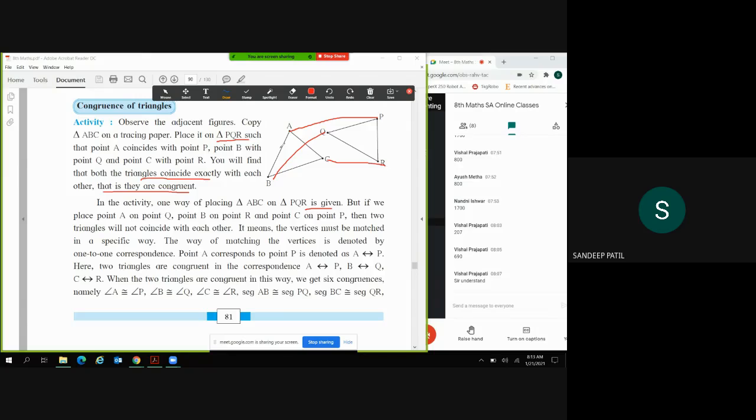This is the method we have followed, but there should be another method, so we will go through that. But if we place point A on Q and point B on R, if we change these points, then it will not be congruent, right? Then the two triangles will not coincide with each other. It means that vertices must be matched.